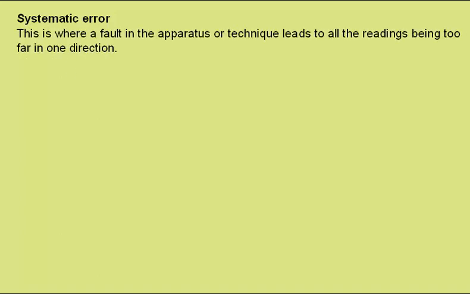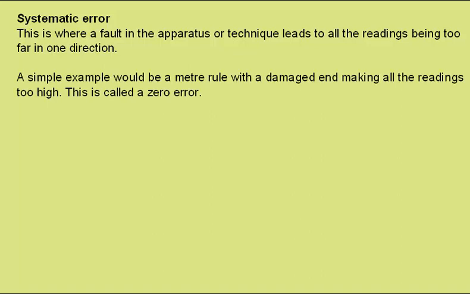Now to look at systematic error. The word error tells us there's something wrong with the system we're using. A systematic error is where a fault in the apparatus or the technique leads to all the readings being too far in one direction. A simple example would be a meter rule with a damaged end, making all the readings too high. This we would call a zero error.